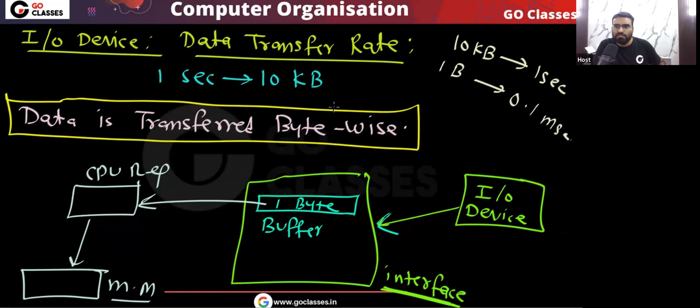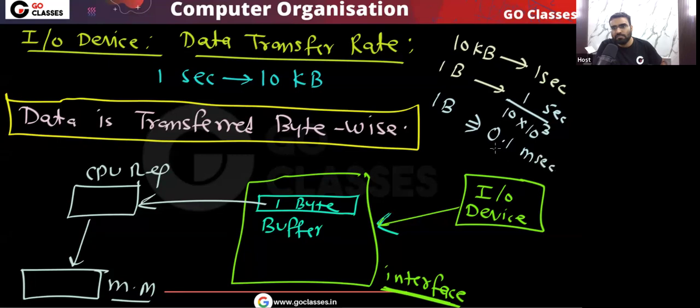Are you getting my point? See, you are getting 10 KB of data in 1 second. So 1 byte you will get in how much time? You will get it in 1 divided by 10K. K means 10 to the power 3. So that means 1 byte of data you are getting in 0.1 millisecond. Is this clear? So this IO device is giving you 1 byte per 0.1 millisecond.